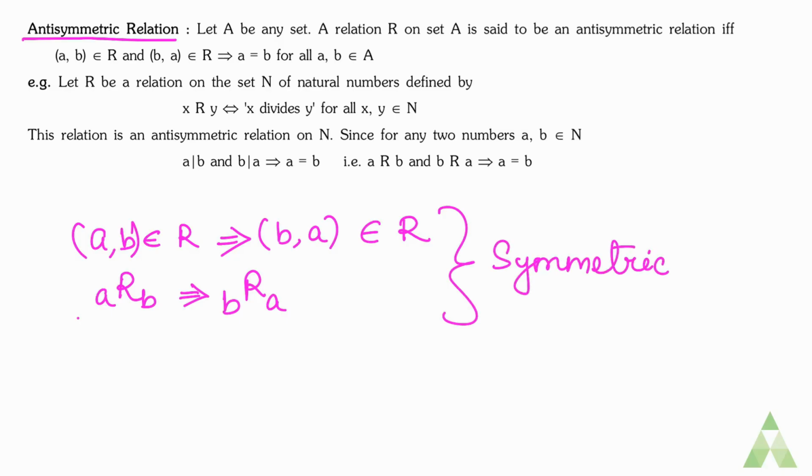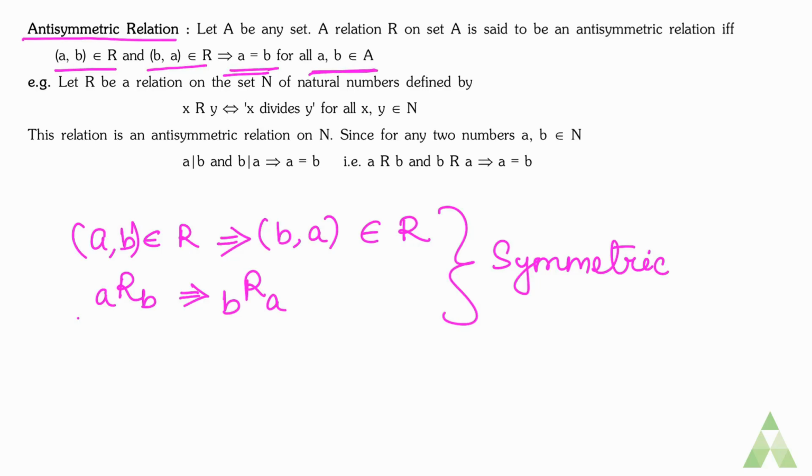So anti-symmetric relation kete bale hue. Let A be any set. A relation R on set A is said to be an anti-symmetric relation if and only if ordered pair AB belongs to R and ordered pair BA belongs to R, this implies A equals to B for all A, B belongs to A.